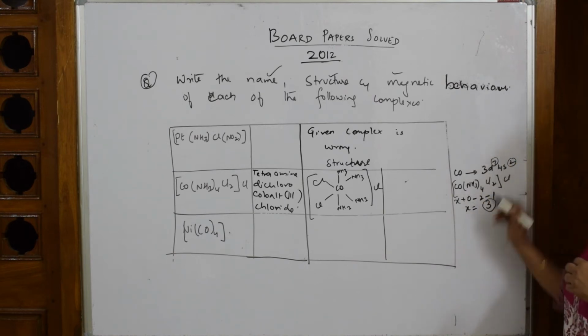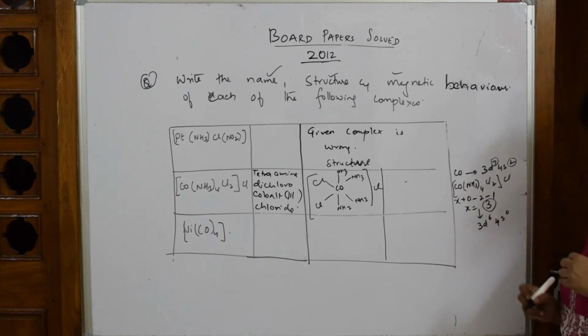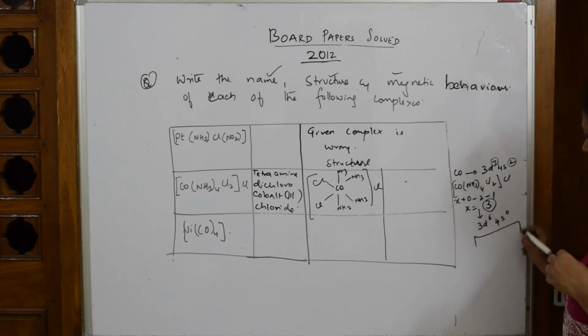So what will happen to this configuration? After losing 3, this becomes 3d6 4s0. Correct. Now fill the 6 electrons. You're going to fill the 6 electrons here: 1, 2, 3, 4, 5, 6. Is it paramagnetic or diamagnetic?